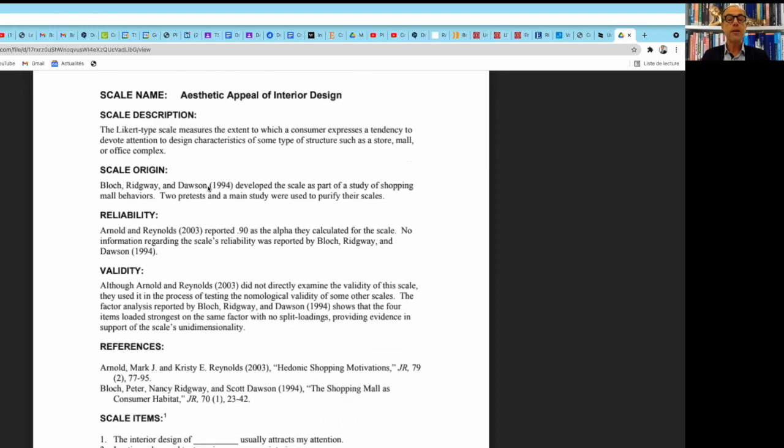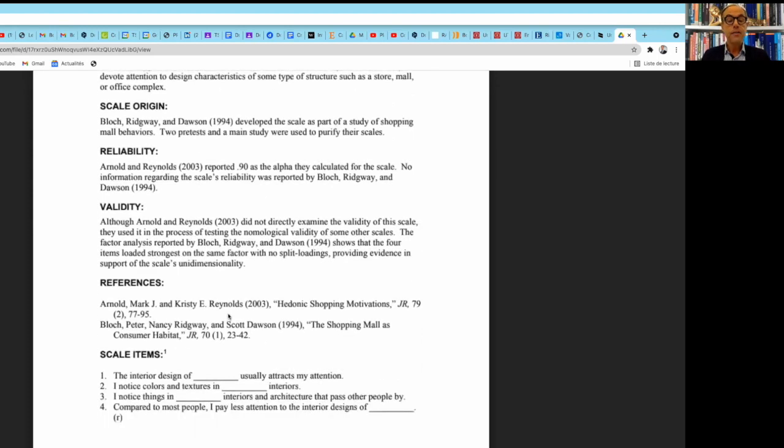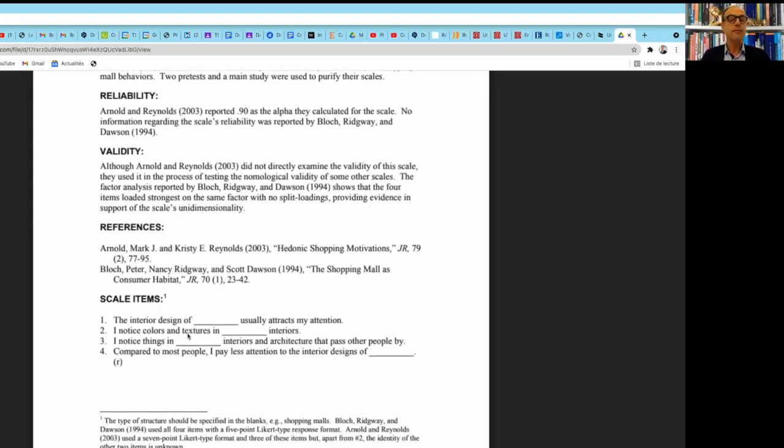So it was developed by Bloch, Ridgway, and Dawes in 1994. You have the references, and you have the scale items. These scale items are standardized. So if we want to measure, this is what we did for the chatbot adoption, we have to adapt.